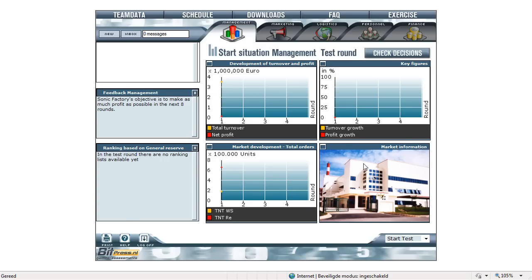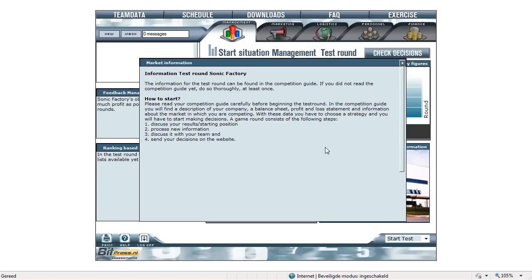First we start off with reading the market information. The information for the test round can be found in the competition guide. This can be downloaded at Downloads. Please read this very carefully before the beginning of the test round. In the competition guide you will find a description of your company, a balance sheet, profit and loss statement and information about the market in which you are competing.